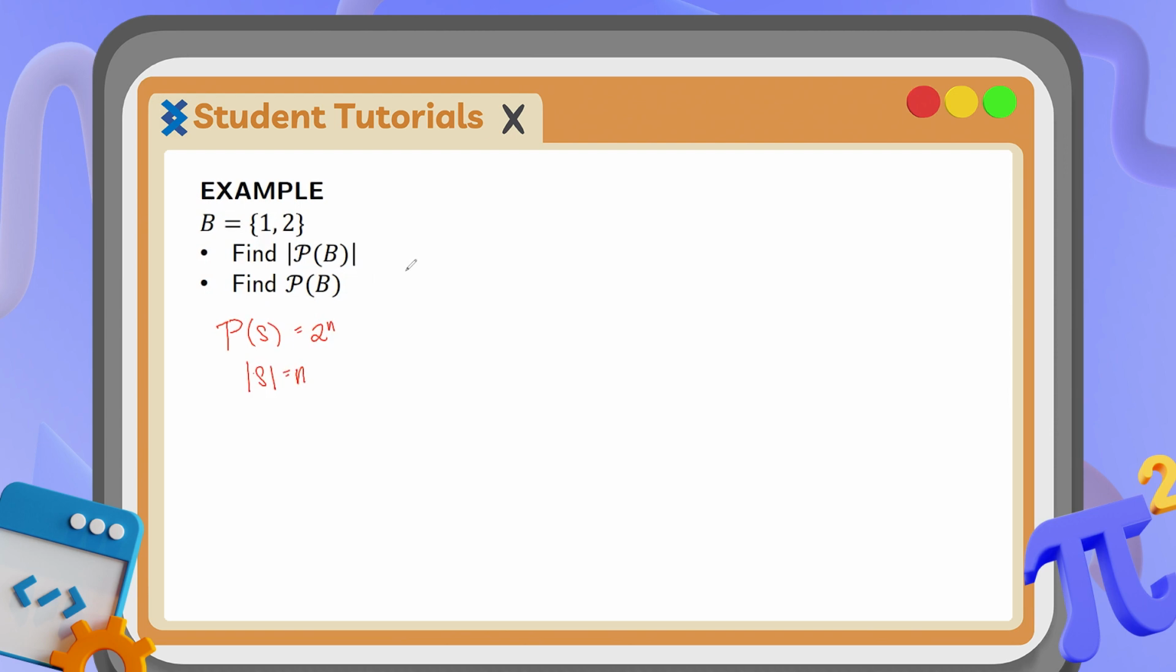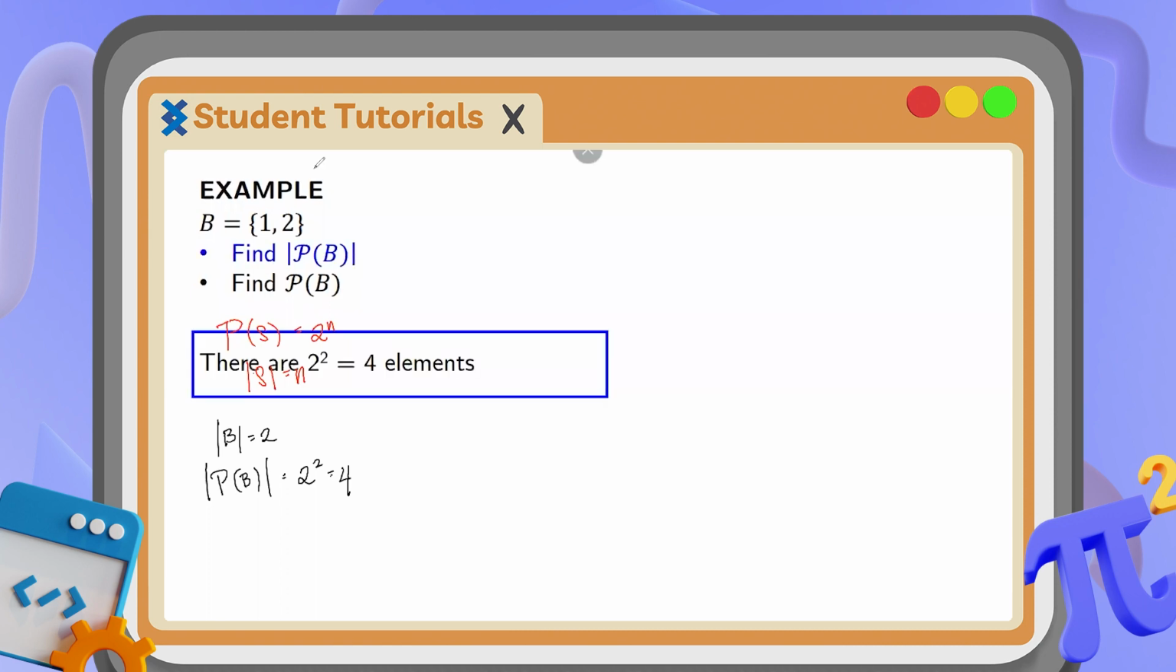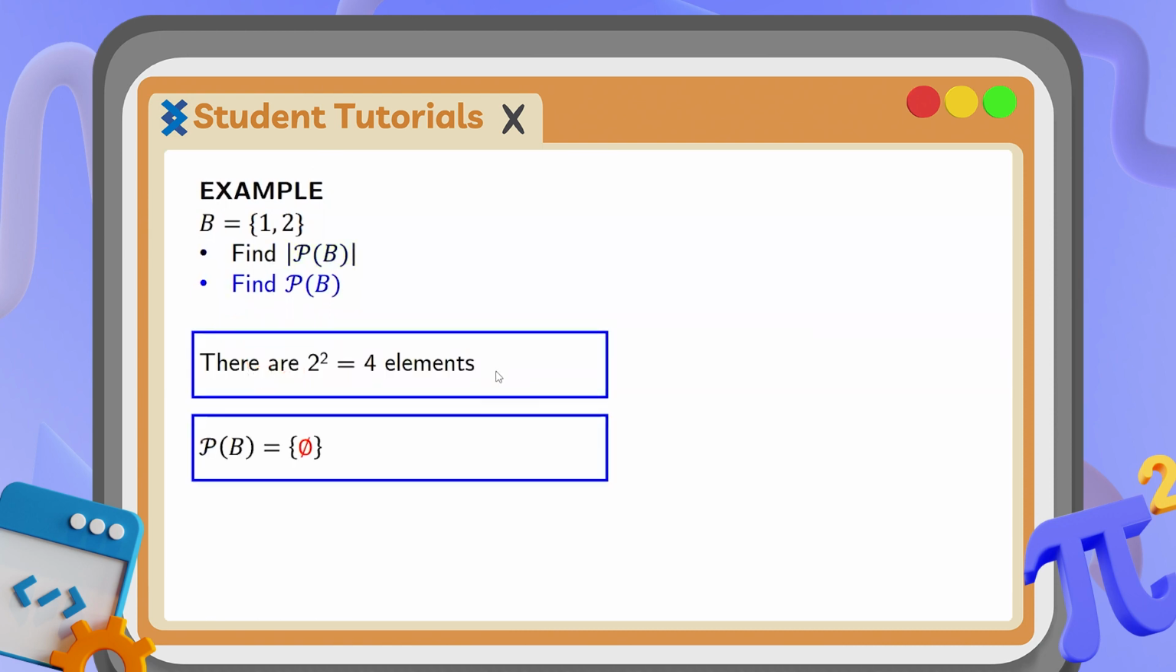So here we have set B whose cardinality would be 2. Therefore, the cardinality of the power set of B would be 2 raised to 2, which is 4, which is stated over here.